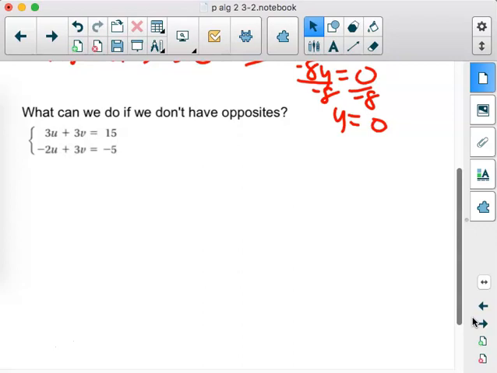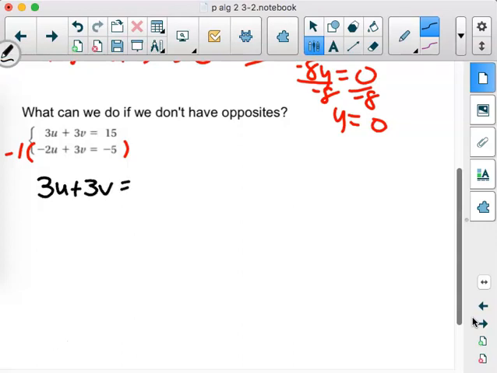I'm going to multiply this bottom one by negative 1. Already has 2 negatives. If I multiply it by a negative, it'll be down to 1. So I'm leaving the top one alone. I like that one. But the bottom one, I'm going to change all the signs, because that's what happens when you multiply by a negative 1.